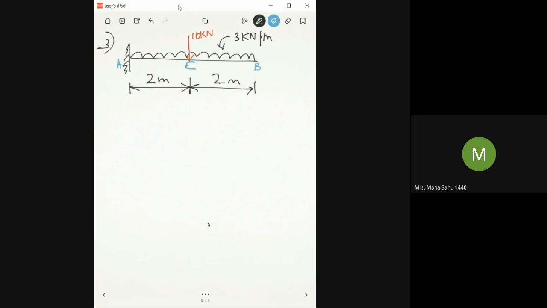Okay, this is the problem that we have. A 10 kilonewton load on C and a UDL on the entire length AB of the cantilever beam, and the value is 3 kilonewton per meter. So please find out the reaction forces, RA and MA. I'll give you 5 minutes.